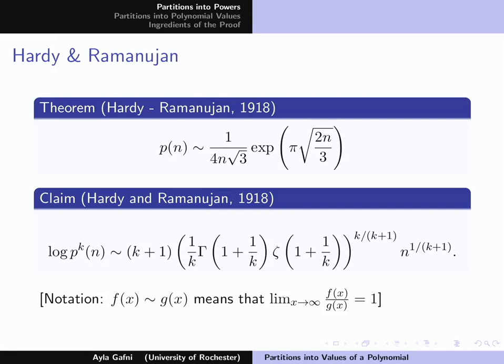And it looks sort of like a mess, but all of this is just a computable constant that just depends on k. And since we're fixing k in advance, then we're just saying that log p_k of n behaves like some constant times n to the 1 over k plus 1. And actually, if you look at just p of n and you took the logarithm of this expression, you would end up with a constant times n to the 1/2. And if you plugged in k equals 1 to this expression here, it's exactly the same constant that you would get.